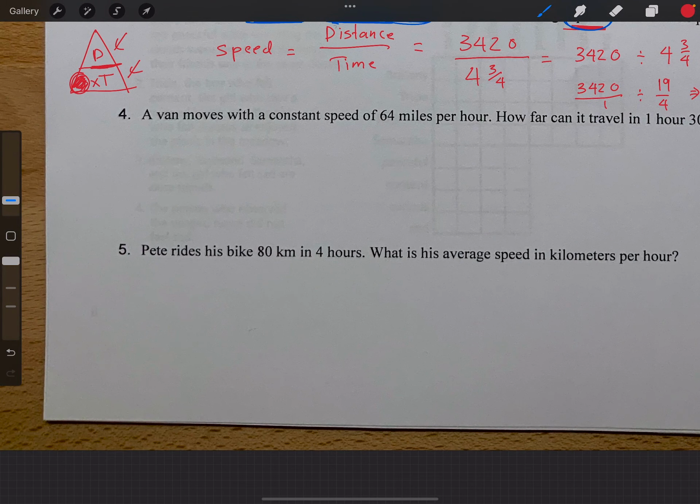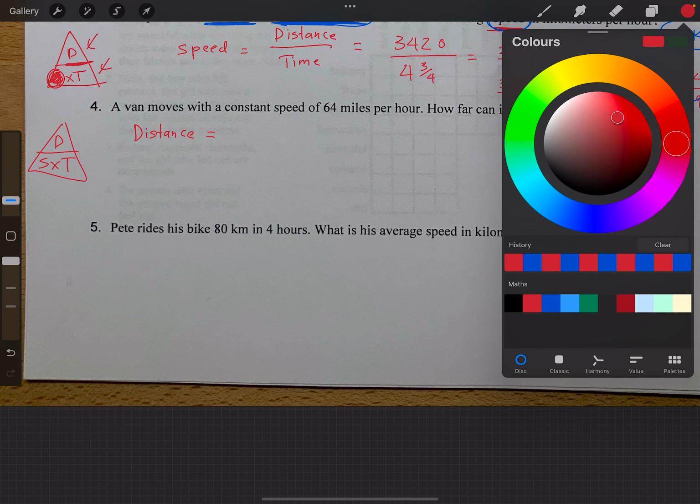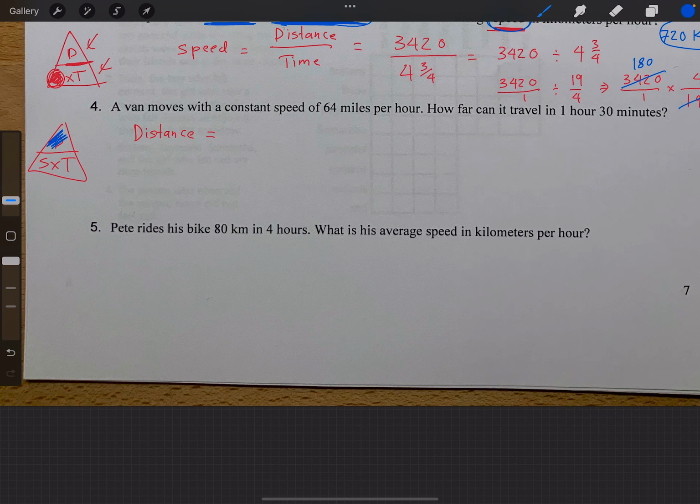It says a van moves with a constant speed of 64 miles an hour. How far can it travel in 1 hour and 30 minutes? Okay, so how far? We're looking for the distance. How far means distance. Distance, again, we use a triangle. If you want to find a distance, you just cover up the D for the distance, and you get speed times time. So what's the speed? Speed is 64 miles an hour. This means 64 miles per hour.